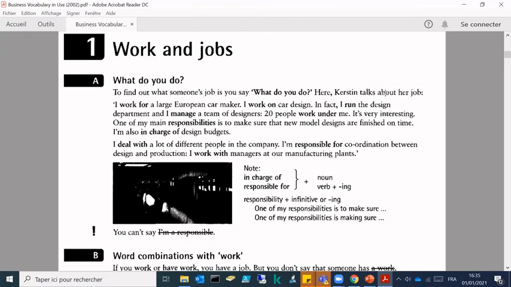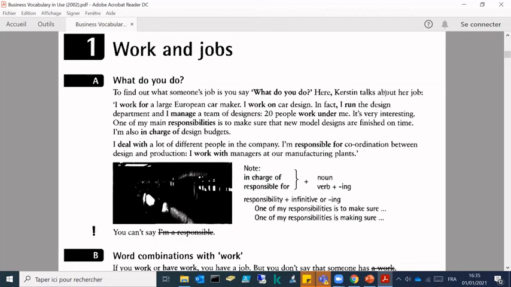I am not responsible for my friend's action. Nice. Yes. You definitely are not responsible. Yeah. So that's using a noun. You can also use verbs, and that's going to end with ing.